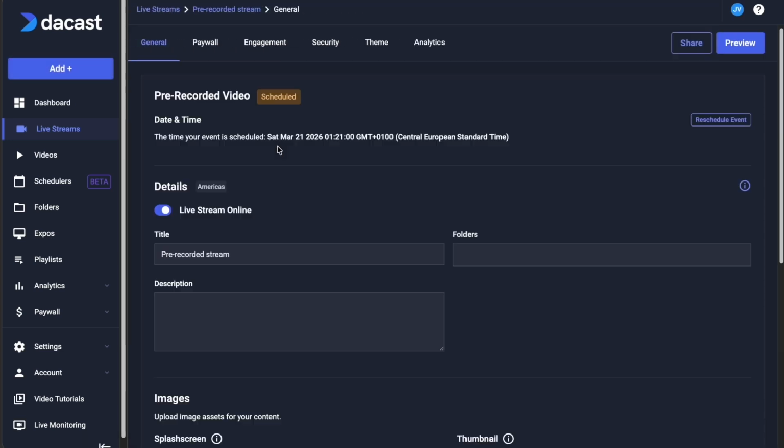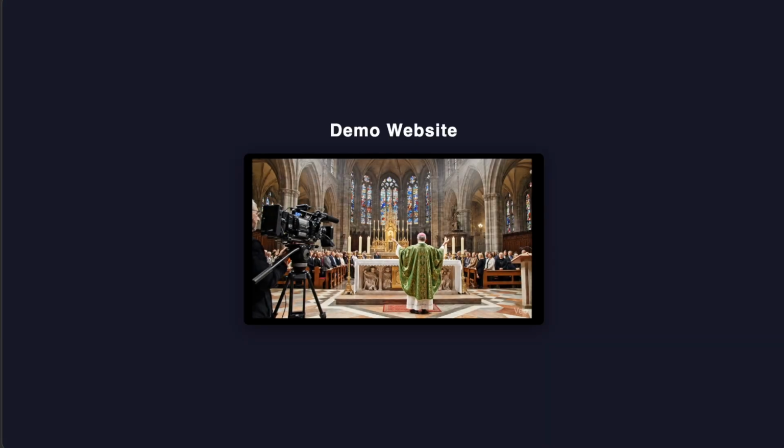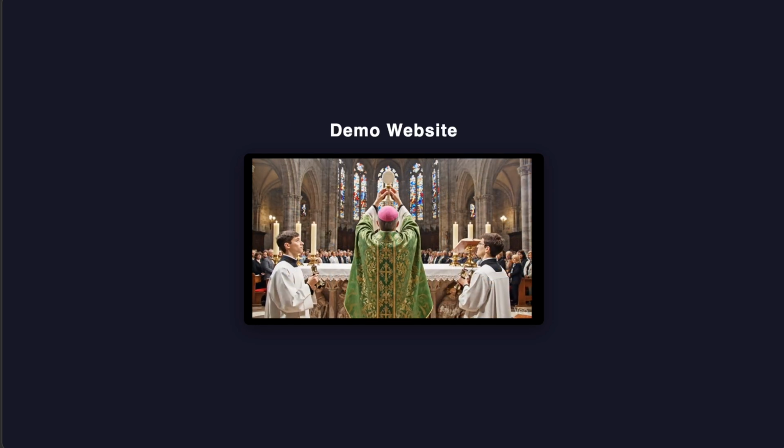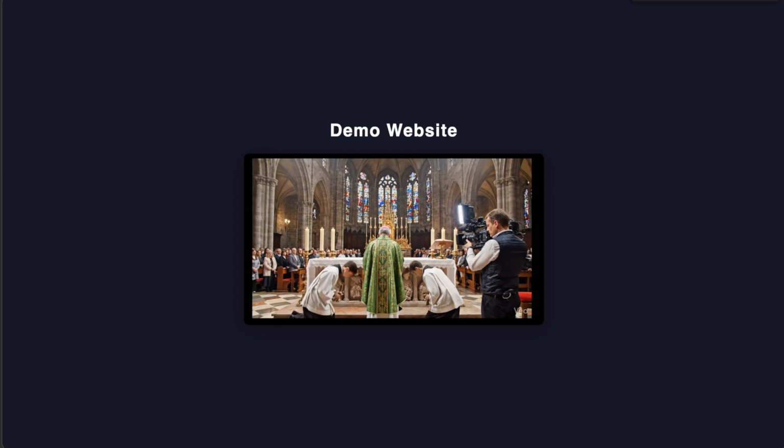Once your content is ready, sharing it is effortless. Select any video or live stream from your list and open the Share options. You'll find an embed code in JavaScript or iframe format, a direct content ID, and a shareable link. Paste the embed code into your church website to display a fully branded ad-free player, or share the link directly on social media to reach your congregation wherever they are.